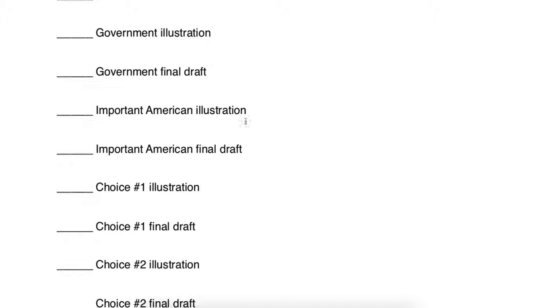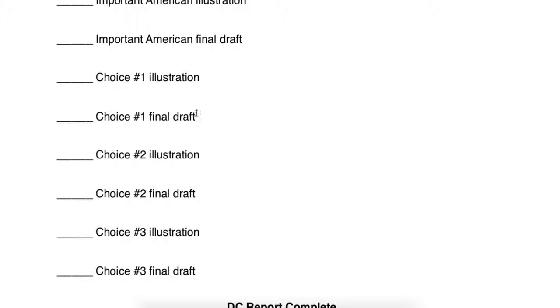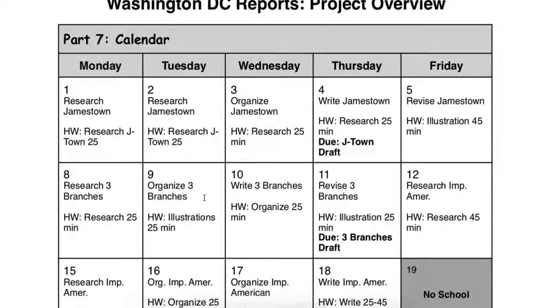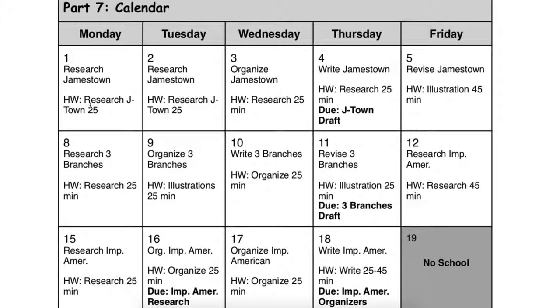Important American, you'll see it's always illustration first, then the actual writing. Then you got your 3 choice reports, and it's illustration first, followed by the draft of writing. Here's the calendar, and already we've embarked on research for Jamestown, and that will take us all the way through Wednesday, researching for Jamestown, and then we finish up writing Jamestown by Tuesday next week, or actually by Monday next week. And then we jump into doing the 3 branches, and we're doing this one.